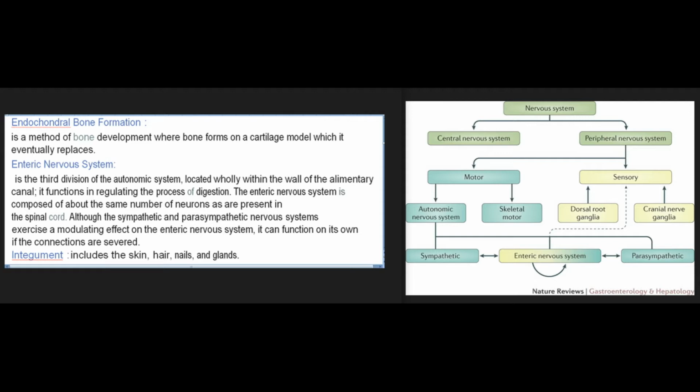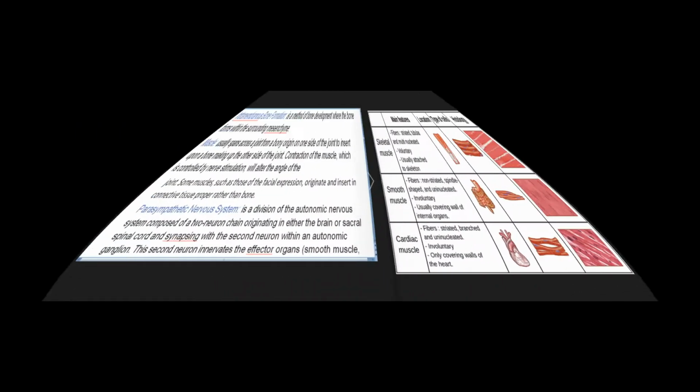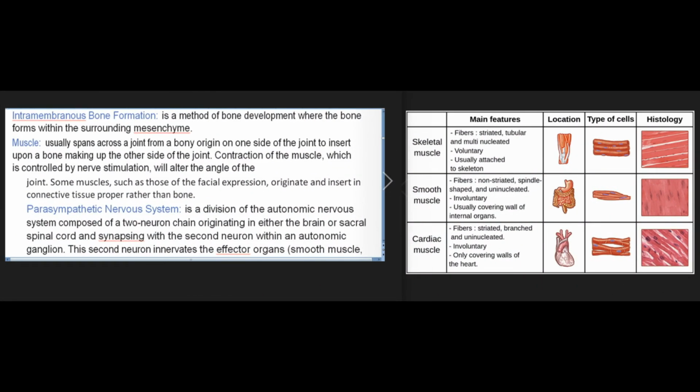The enteric nervous system is composed of about the same number of neurons as are present in the spinal cord. Although the sympathetic and parasympathetic nervous systems exercise a modulating effect on the enteric nervous system, it can function on its own if the connections are severed. Integument includes the skin, hair, nails, and glands. Intramembranous bone formation is a method of bone development where the bone forms within the surrounding mesenchyme.